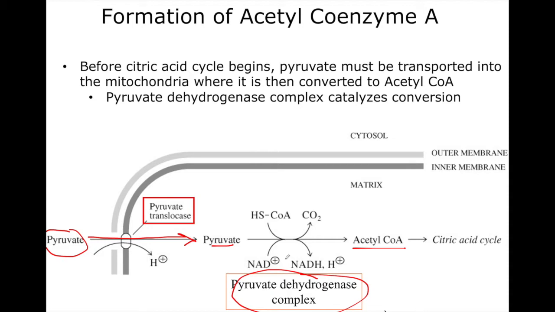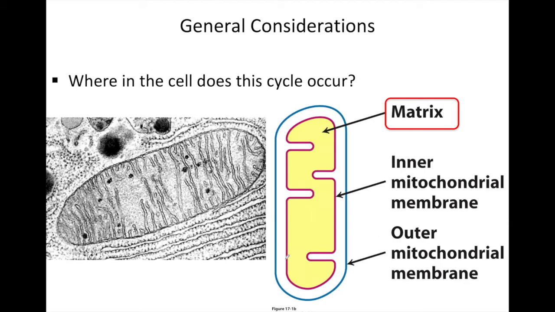So let's talk a little bit about the mitochondrial structure real quick, since this is where it takes place. The mitochondria has two membranes. It has an outer membrane, which is fairly permeable, and then an inner mitochondrial membrane, which is much less permeable. So that's where our pyruvate translocase is located in order to get our pyruvate into the matrix of the mitochondria, and the matrix of the mitochondria is the innermost portion. So our citric acid cycle is going to occur in the matrix of the mitochondria, and that's also where our pyruvate dehydrogenase complex is going to be.